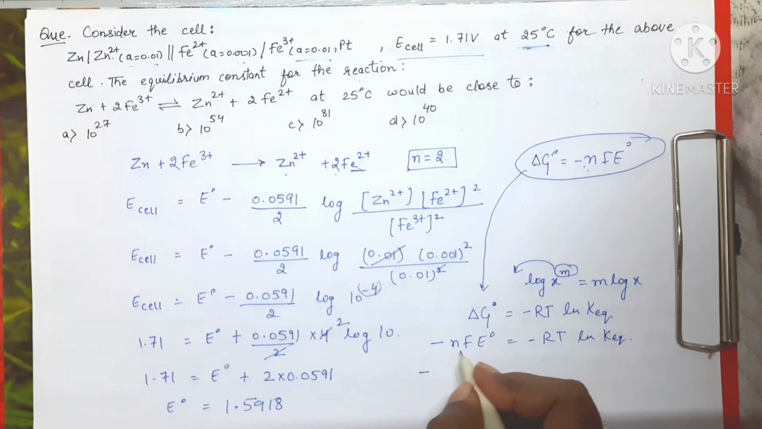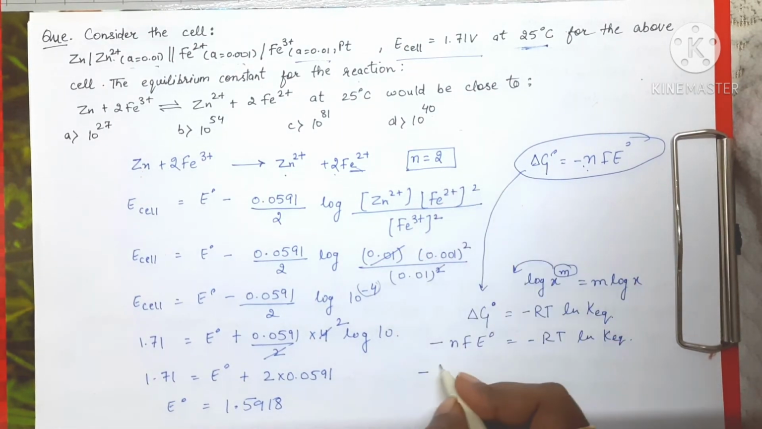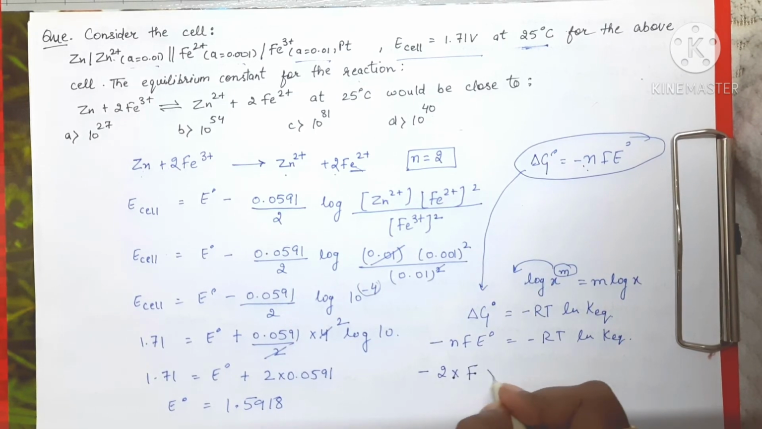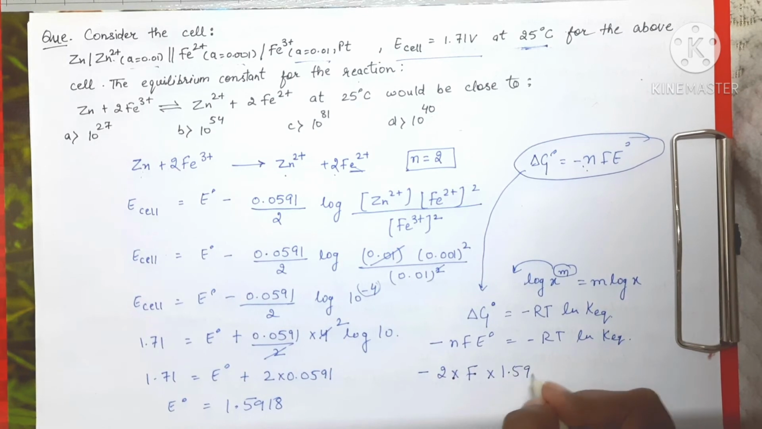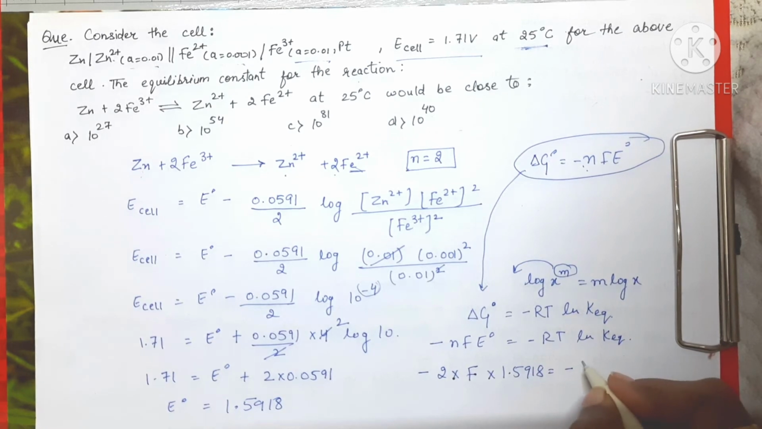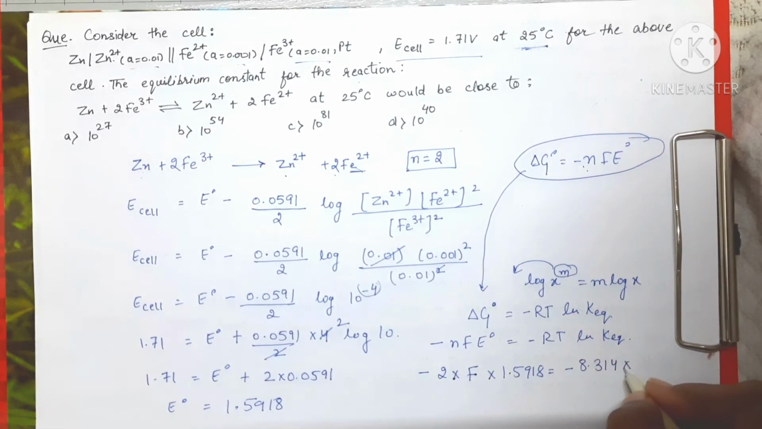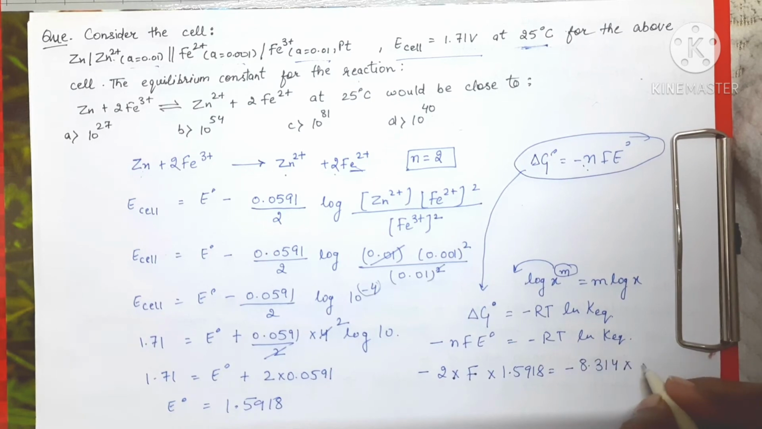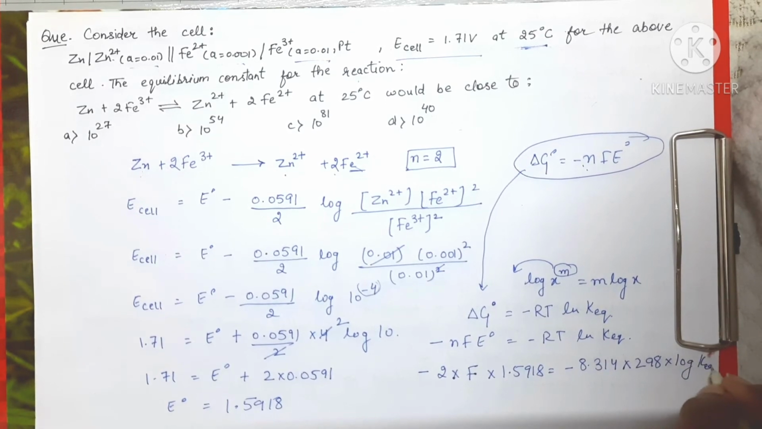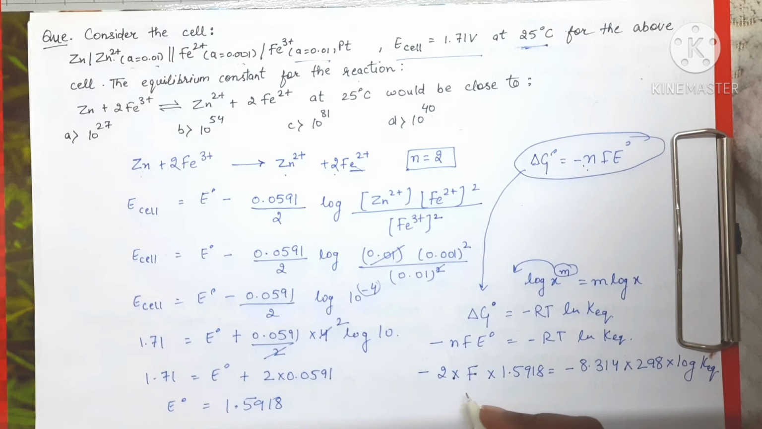Now the value of N is 2 here, right? So 2 multiplied by Faraday's constant multiplied by 1.5918, that is E naught, equals minus R, that is 8.314, into temperature, that is 25 degrees Celsius, in Kelvin it will be 298 Kelvin, into log of K equilibrium. Okay, now on solving, you want the value of this log of K equilibrium. You know the value of Faraday constant, that is 96500.